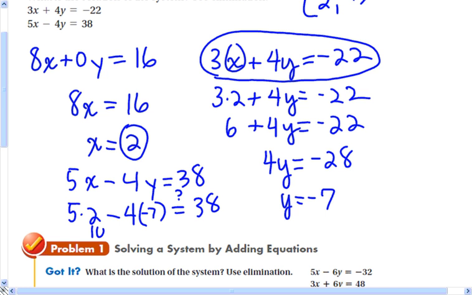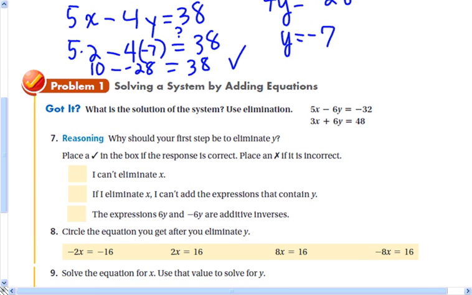5 times 2 is 10. Minus 4 times negative 7 is negative 28. Is that equal to 38? Yeah, because subtracting a negative is the same as adding, so we get 10 plus 28 equals 38, and it checks. All right, so let's try that again here.